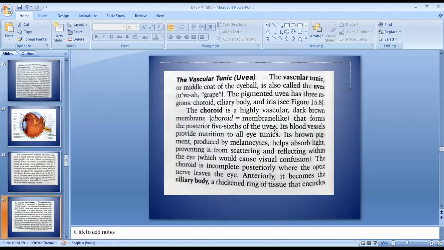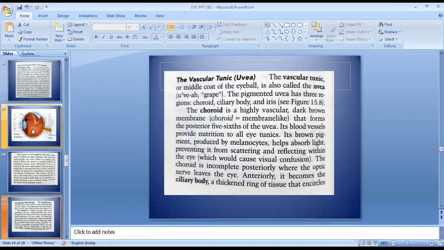It could be divided into choroid, ciliary body and iris. This is choroid, and this is ciliary body and iris. The ciliary body is where the lens is attached, and the iris gives the aperture of the eyeball. Now, the brown pigment produced by melanocytes helps absorb light, preventing it from scattering and reflecting within the eye.